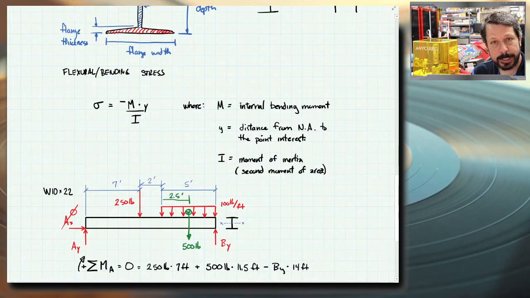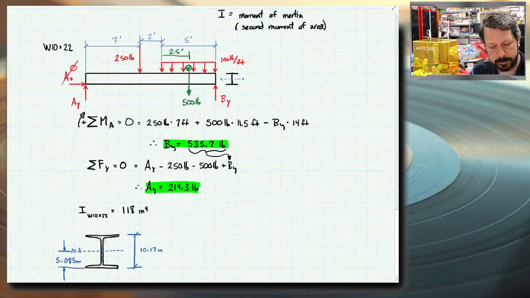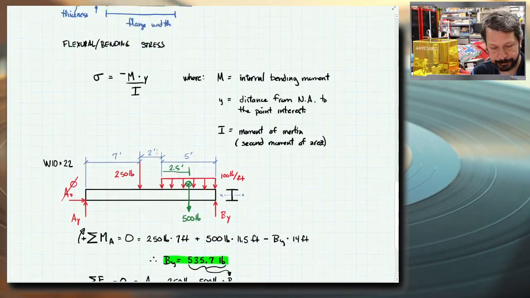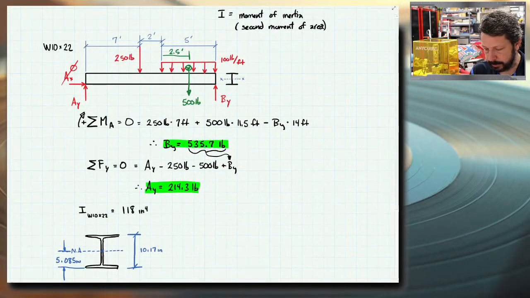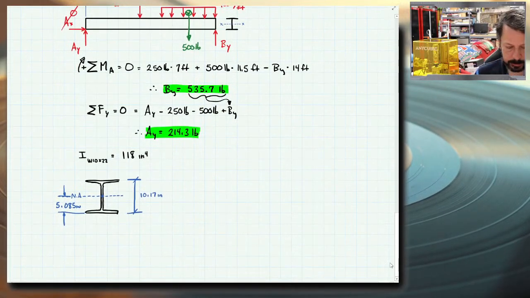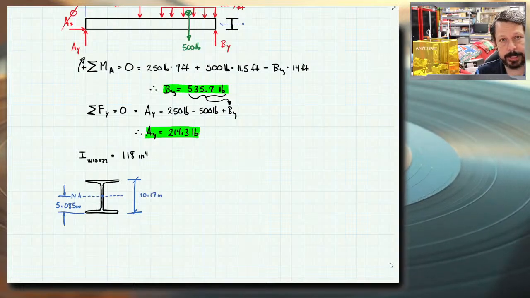M does change from point to point on the beam, but it is not really going to show up on our cross section. So Y is the distance between the neutral axis, if the neutral axis is your reference, and the point of interest. In this case, let's just say the point of interest is the bottom of the beam, because that's where the tension is going to be.